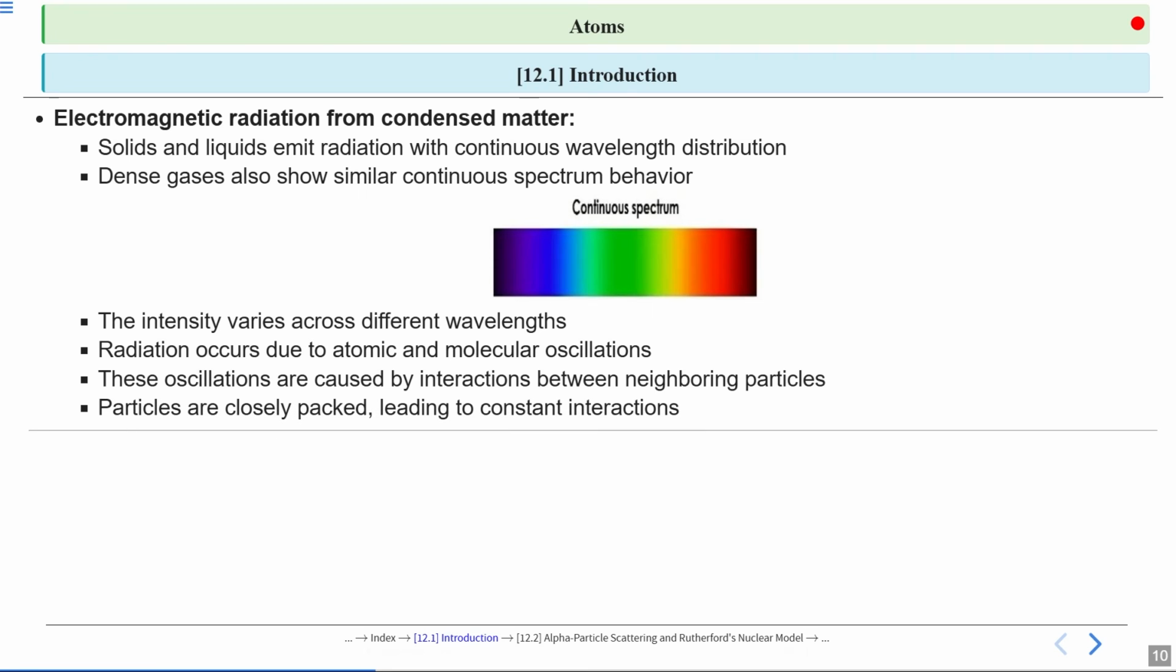To sum up, in condensed matter like solids, liquids and dense gases, particles are closely packed and interact constantly. This leads to continuous oscillation and, as a result, the emission of a continuous spectrum of radiation. Remember, it's the close packing and constant interaction that make the spectrum continuous, unlike the discrete lines we see in the low pressure gases.